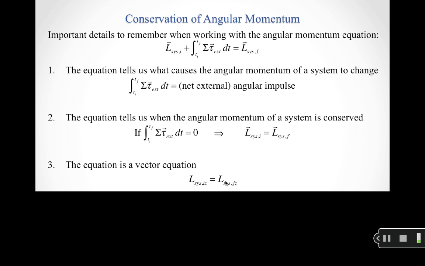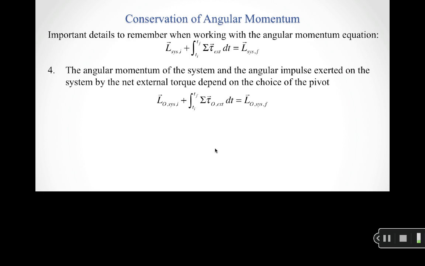Now, you may in further classes deal with situations where you have angular momentum conservation in one component, but not in others. And so this is entirely a function of how many components of your angular impulse are equal to 0. Whenever a component of your angular impulse is equal to 0, that's when you're going to have conservation of angular momentum for that component.